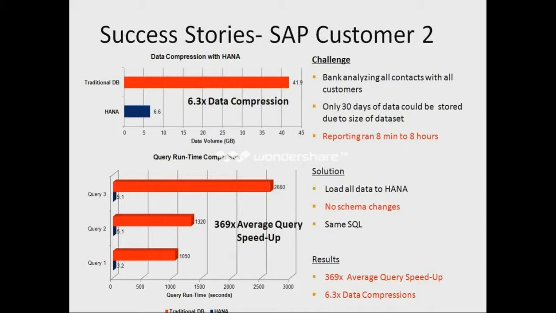So it's almost 369 times average speed up while retrieving the data, and 6.3 times is the data compression. So these are the proof points made out of these two customers.